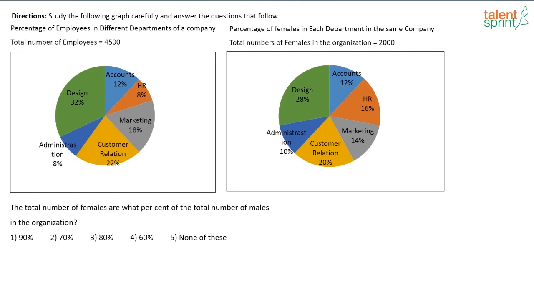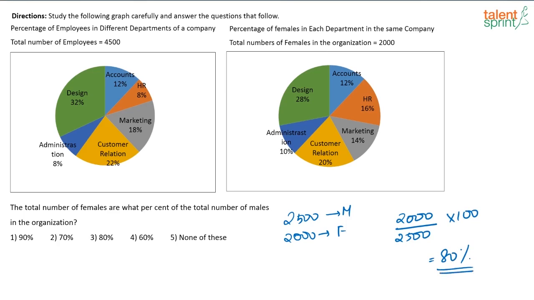The total number of females are what percentage of the total number of males in the organization? See, totally how many employees are there? 4,500 employees are there, out of which 2,000 are female. So how many male employees are there? 2,500 male employees are there and 2,000 female employees are there. The number of female employees is what percentage of the male employees? So what is the percentage that you have to find? 2,000 divided by 2,500 into 100. 80%, correct? 20 by 25, 4 by 5, or that is 80%. Option 3. Very easy, you can just calculate it in your mind and write the answer there.